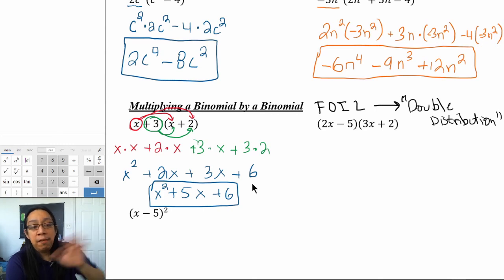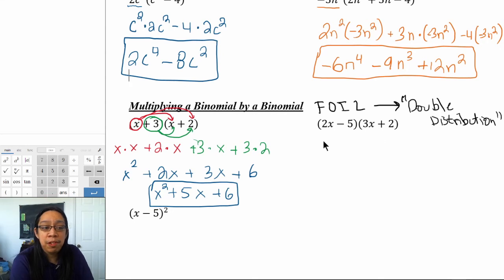So the idea behind FOIL and double distribution is basically the same thing. Some people prefer using FOIL, so if you're comfortable with that, then go ahead and use FOIL. If you think double distribution is easier, like you've never heard of it or never thought of it that way, then go ahead and use double distribution. But regardless of which method you choose, go ahead and choose a way that you feel the most comfortable with. I'm just here to show you both sides of the same coin. Let's go ahead and do it again.